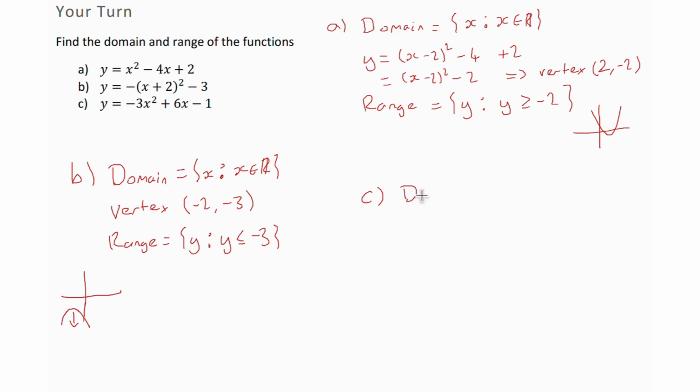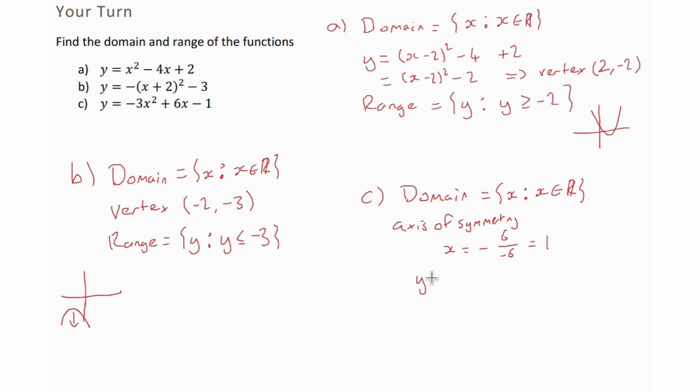Part C, it is again a quadratic, so the domain is going to be x such that x is a real number, all real numbers. Now this time to find the vertex, I'm not going to complete the square. This time I'm going to use the axis of symmetry. So the axis of symmetry is x equals minus b, which is 6, over 2a, which is going to be minus 6. So we're going to get 1. And so that's the x coordinate of the vertex.